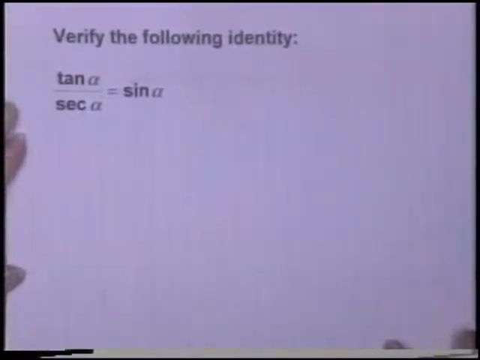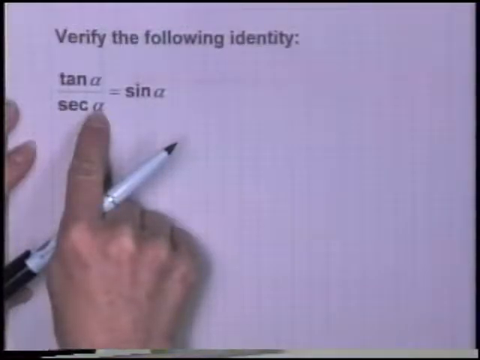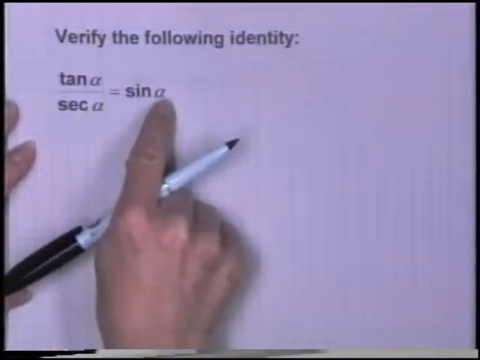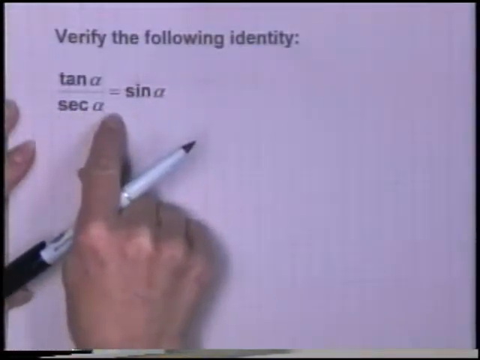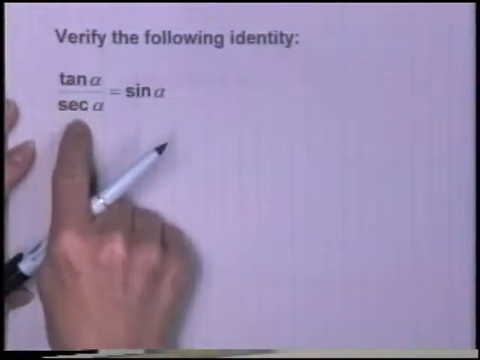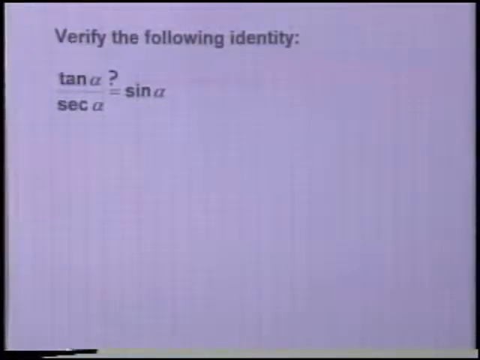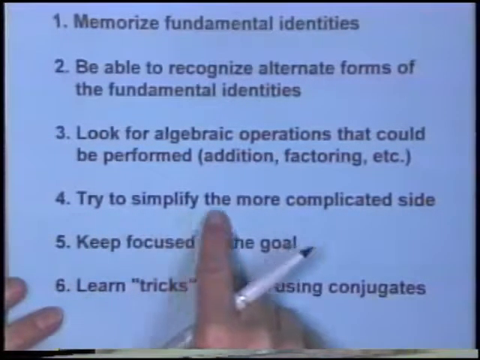Okay, well, let's go to the identities and see what we can do with them. Verify the following identity. We have tangent alpha divided by secant alpha. We're trying to show that it is equal to sine alpha. Now, a lot of times I will suggest this. We don't know, even though this says equal right here, if it's saying to verify, it's saying, does this equal this? So I'm going to suggest, let's start out with a question mark there. We want to know, is the tangent of alpha divided by the secant of alpha equal to the sine of alpha?